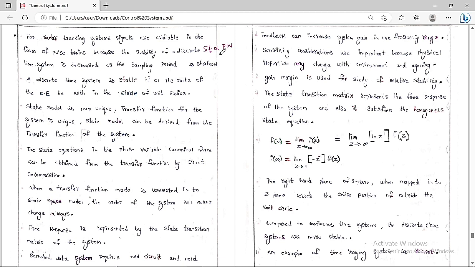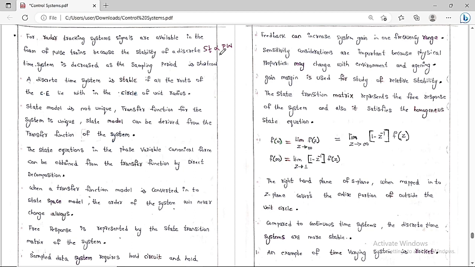So these concepts I have already told you. Therefore, we can say that the state equations in the case of phase variable canonical form, we can easily obtain from the transfer function by direct decomposition.